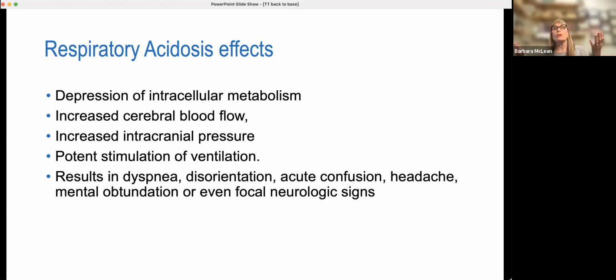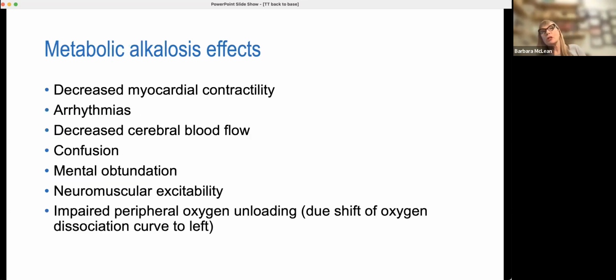So if CO2 production goes up, that puts an extraordinary drive on the lung to regulate that CO2, because I'm making more at the cell because I'm hypermetabolic. What actually happens, though, is as the CO2 in the blood goes up, it's going to cause more of a depression of intracellular metabolism. So by the way, you end up with a higher production of CO2.